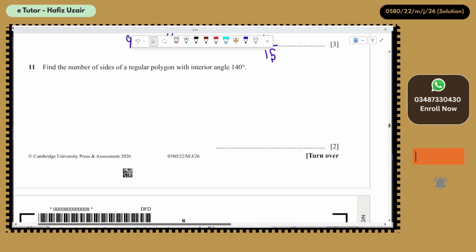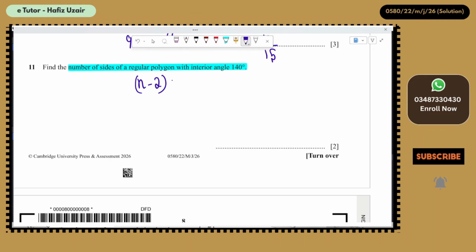Okay, let's move to question number 11. Find the number of sides of a regular polygon with interior angle 140 degrees. So how do we find one interior angle? The sum of interior angles is (n minus 2) multiplied by 180, and if I divide it by the number of sides, I will get one interior angle, which is equal to 140.